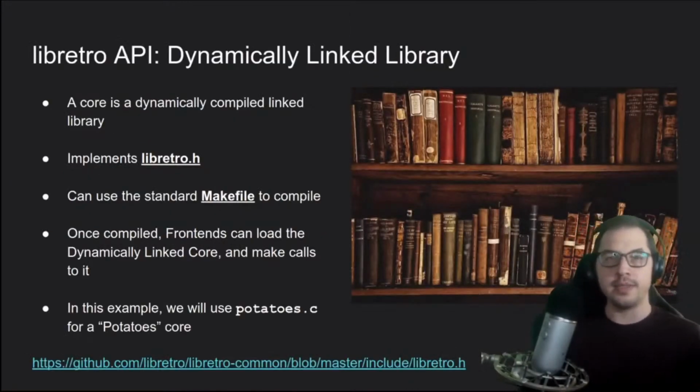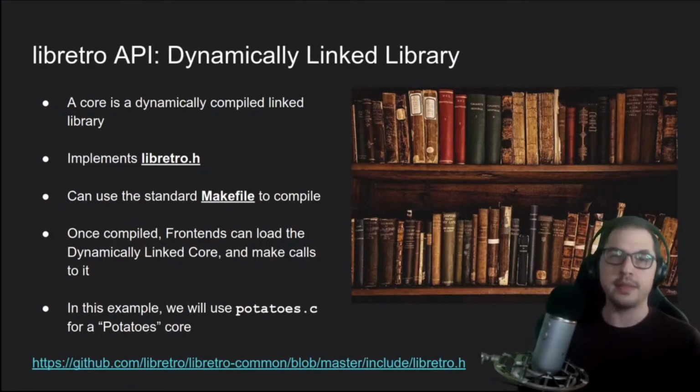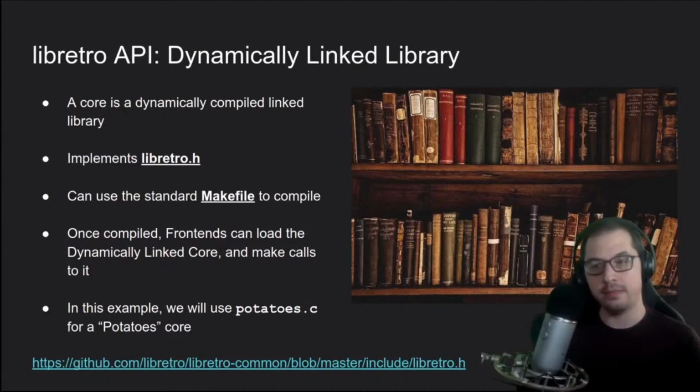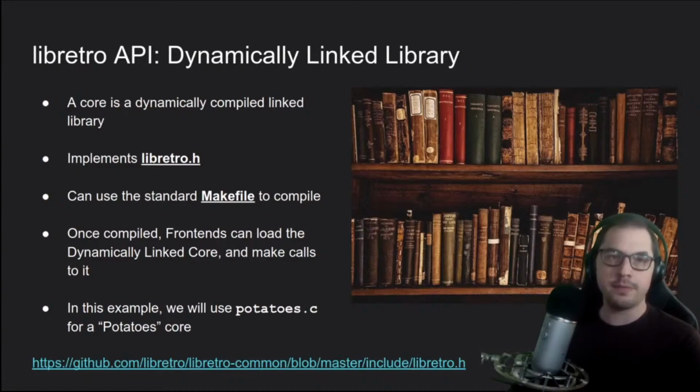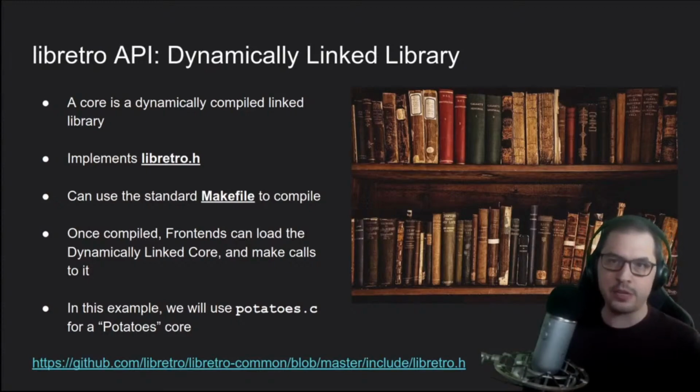So a LibRetro core is essentially a dynamically linked compiled library that implements the libretro.h header file. It takes function declarations from libretro.h and defines those functions as callbacks so that front ends can call them. LibRetro provides a standard makefile that you can use. A makefile is essentially just a definition file of how a program should be compiled. There are many different uses of it. The LibRetro makefile is pretty standard. It lets you compile for all of these different platforms. So that's one that I use heavily.